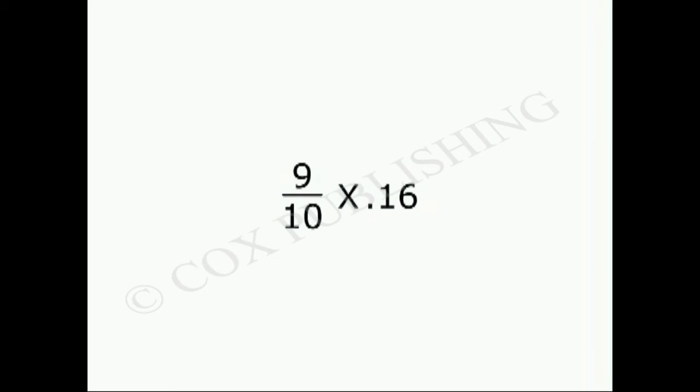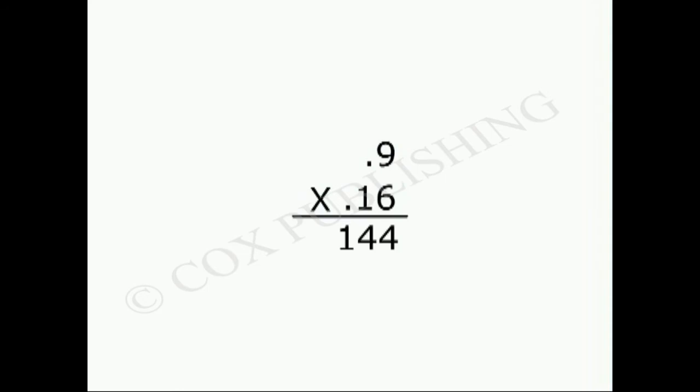I could change the decimal 16 hundredths to the fraction 16 over 100 and do this as a fraction problem, but I suppose I should change the fraction 9 tenths to the decimal 9 tenths by dividing 10 into 9 and do it as a decimal problem. Next, I multiply 9 tenths times 16 hundredths and I get the number 144.